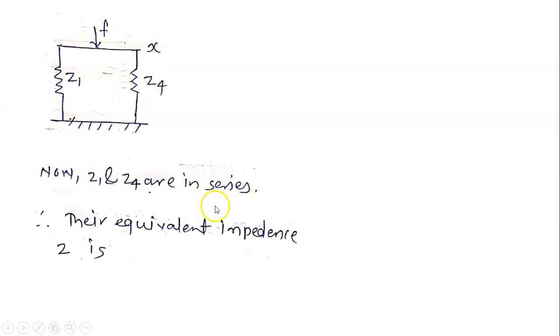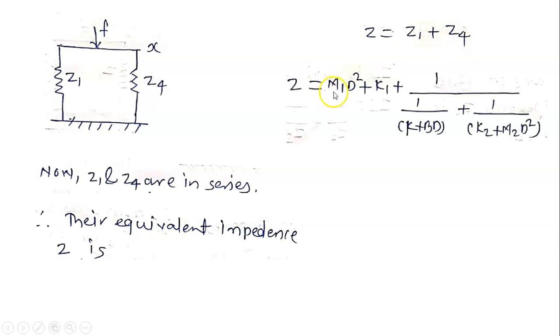Therefore, their equivalent impedance Z is equal to Z1 plus Z4. Therefore, substituting the values, Z is equal to M1D square plus K1 plus 1 divided by 1 upon K plus BD plus 1 upon K2 plus M2D square.